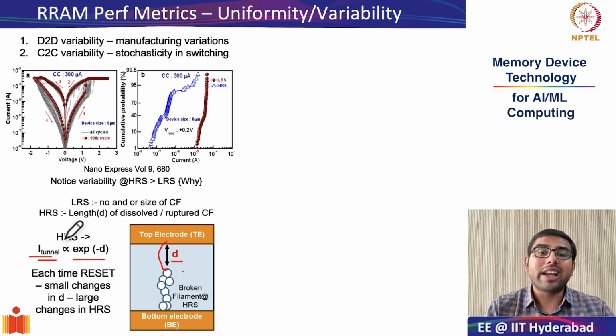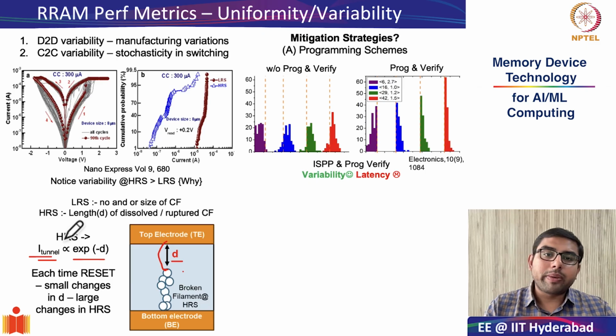which will translate into large changes in the high resistance state characteristics. So the next question to ask is, what could be some viable mitigation strategies to control or to improve the variability in these devices? The first strategy is something that we are familiar with from our study of both NAND flash and PCRAM.